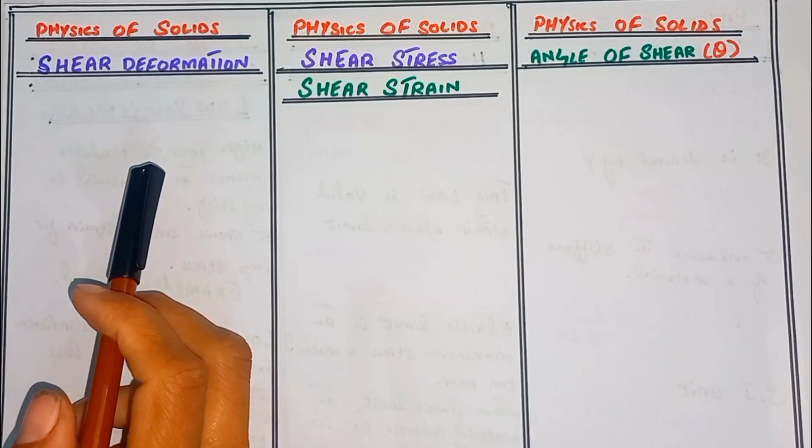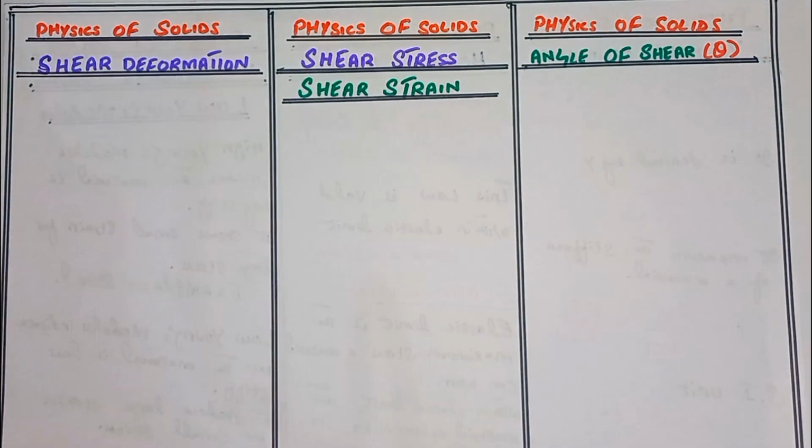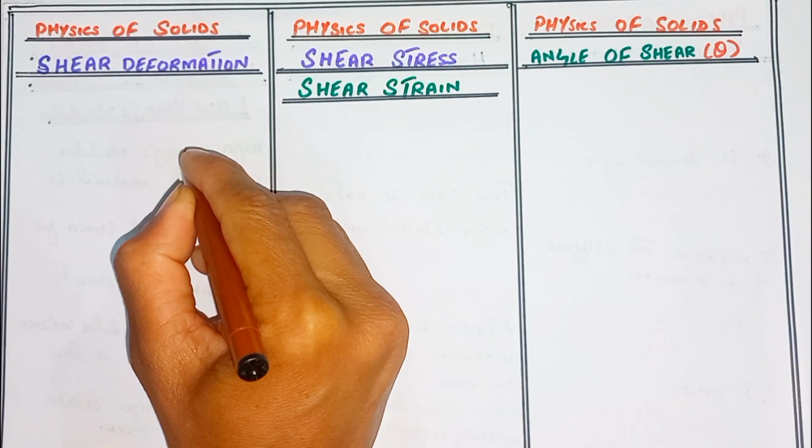First we know about what is the shear deformation. Shear deformation occurs when a tangential force acts on a body. We know what the tangential force is: the force that is applied tangentially on a body.